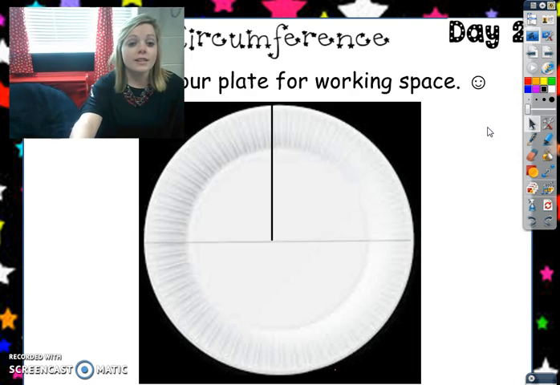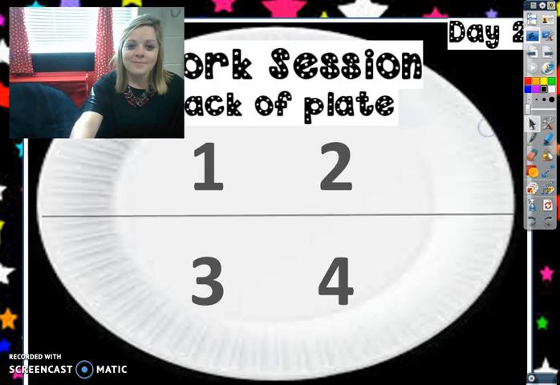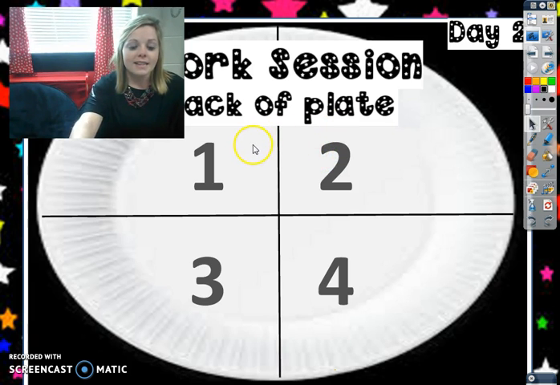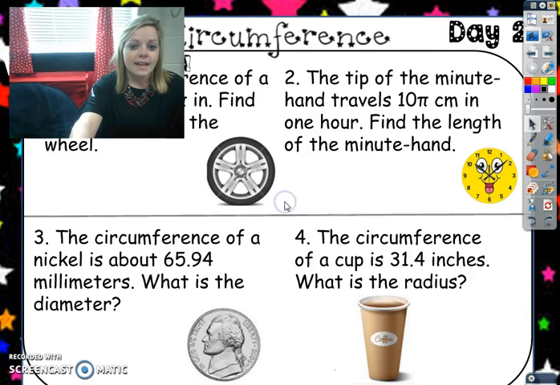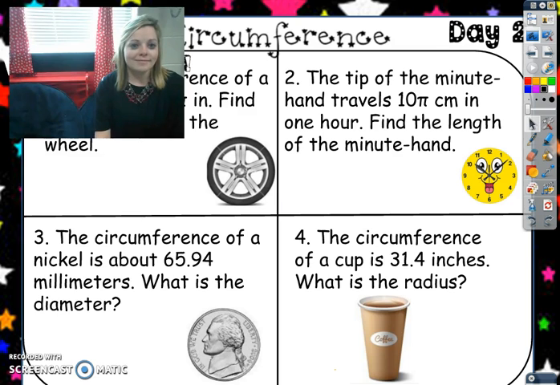Okay, so we're going to continue with our work session now, and this is the part where we work on our plate. Remember from yesterday we talked about the diameter and the radius, so you can split your plate up that way. And then your work session, this is the back of the plate. So numbers 1, 2, and 3, go ahead and list that. And then here are your questions for today.